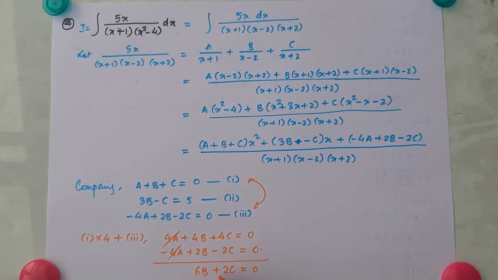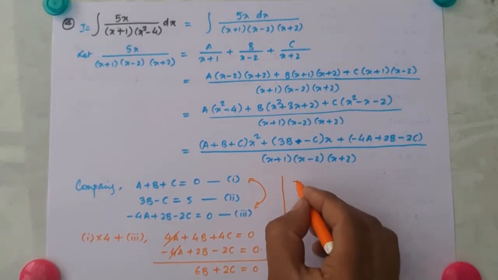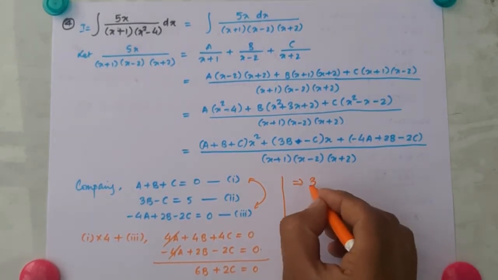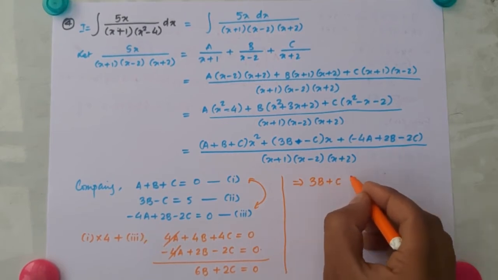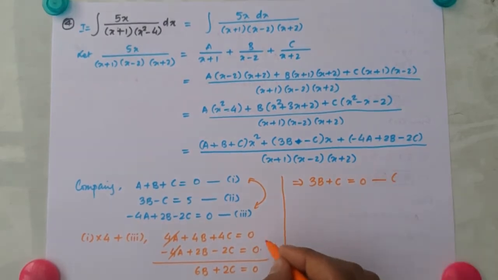So divide both sides by 2 because 2 is common. So from here you get what? 3b plus c is equal to 0. Let me call this equation number 4.